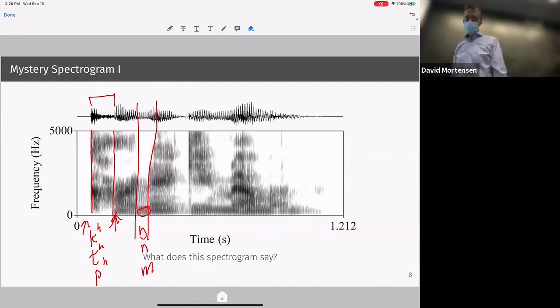So does anyone see anything else here that they recognize? Does anybody see another nasal? There are actually two more nasals. Yes. Directly above the S in time. Right here. Yeah. Okay. So that's another nasal.